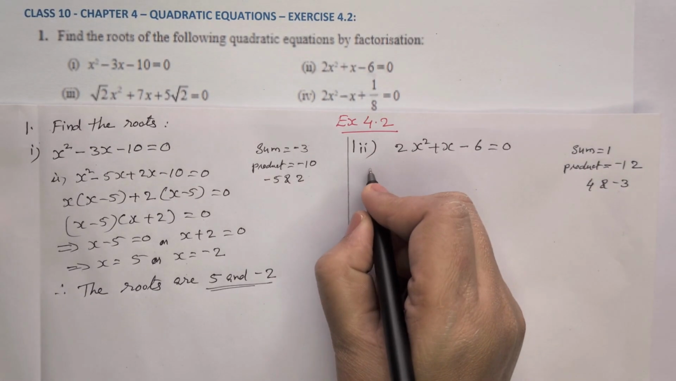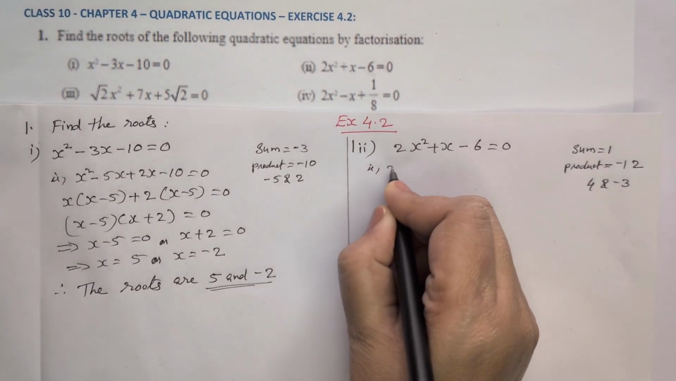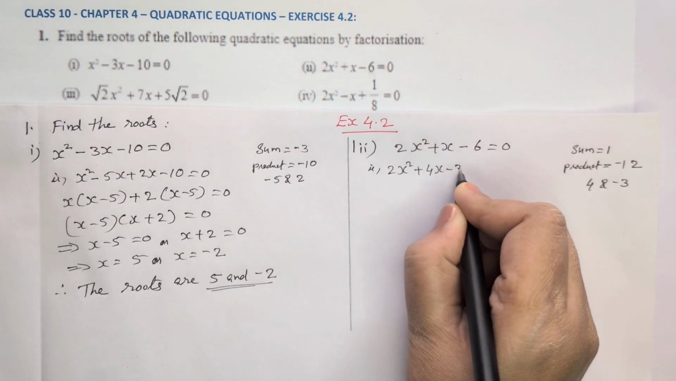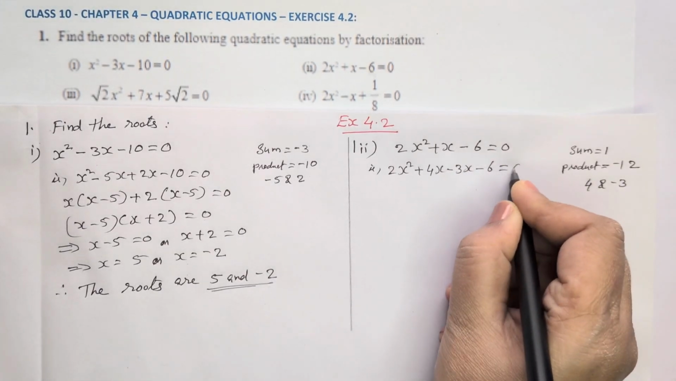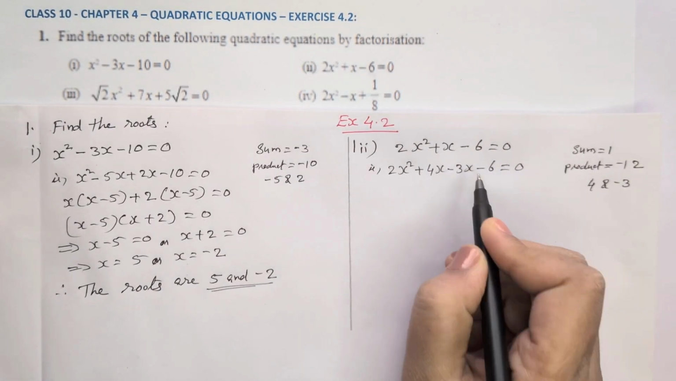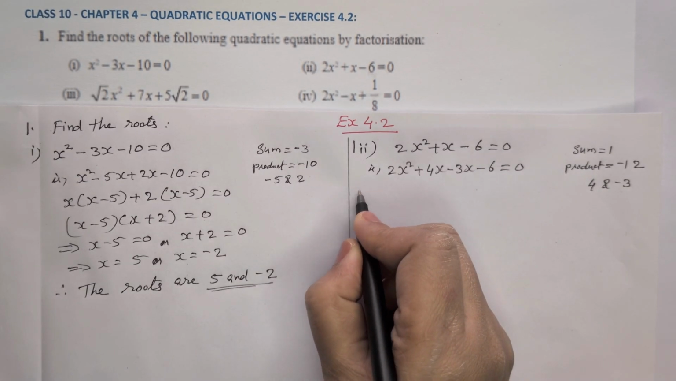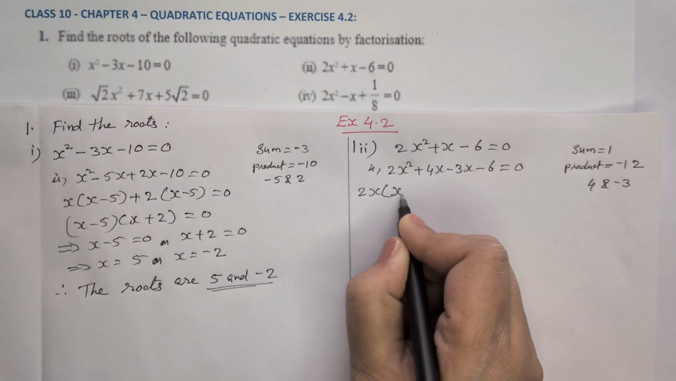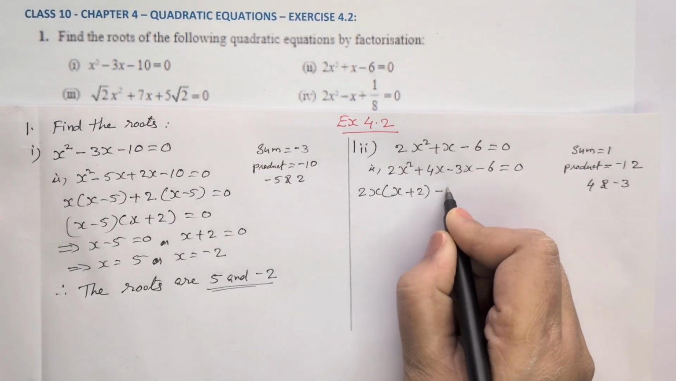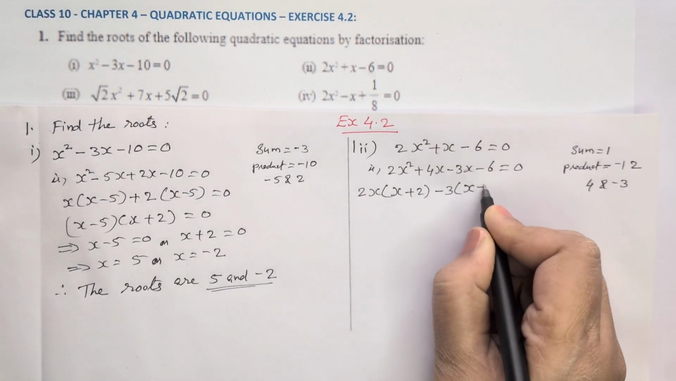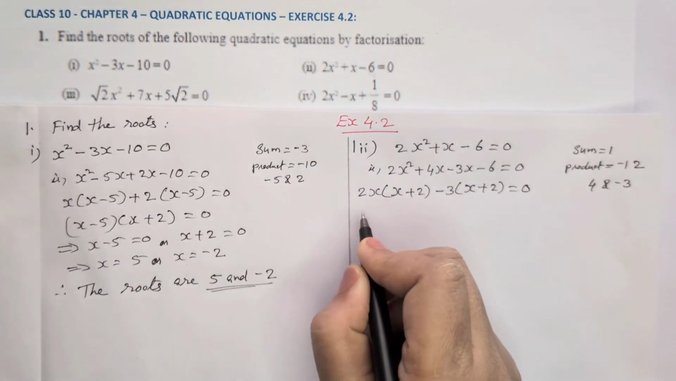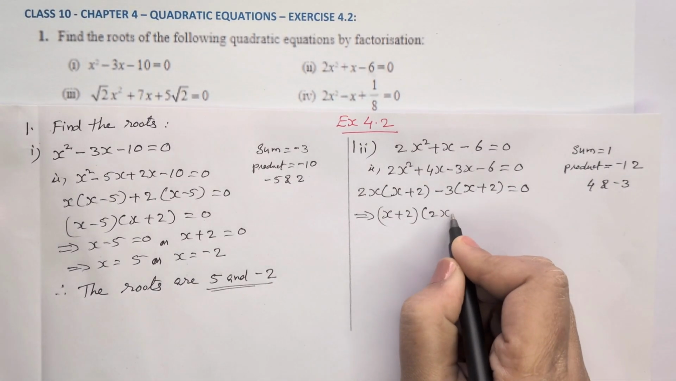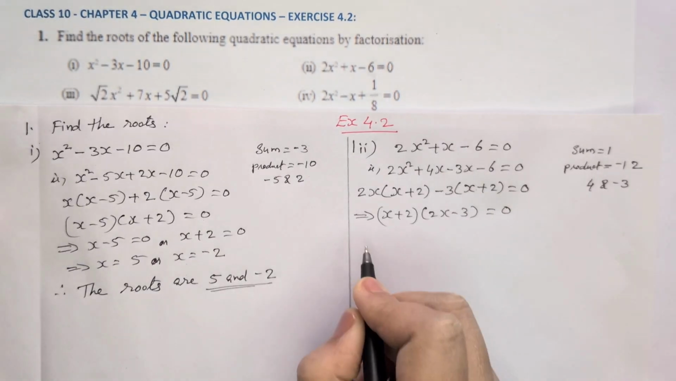So we can rewrite the given equation as 2x square plus 4x minus 3x minus 6 is equal to 0. The middle term we split as above. From there, in the first two terms we can take 2x as common, then x plus 2. Here, taking minus 3 as common, x plus 2, which implies x plus 2 into 2x minus 3 is equal to 0.